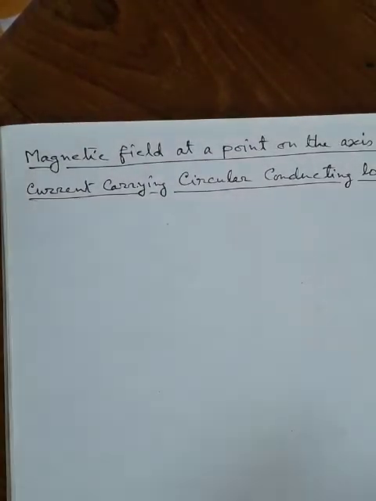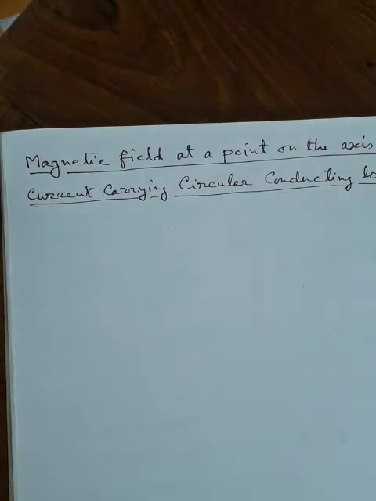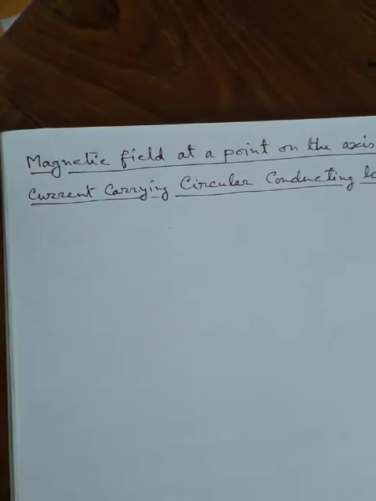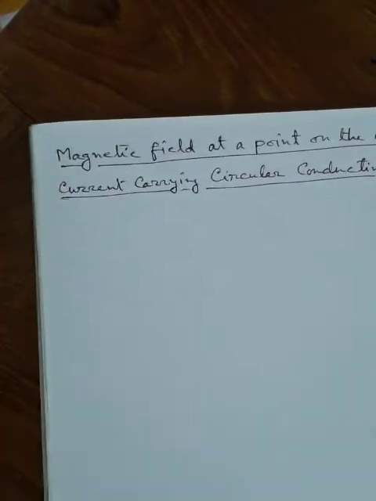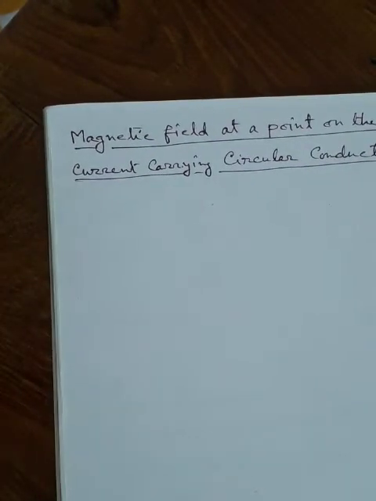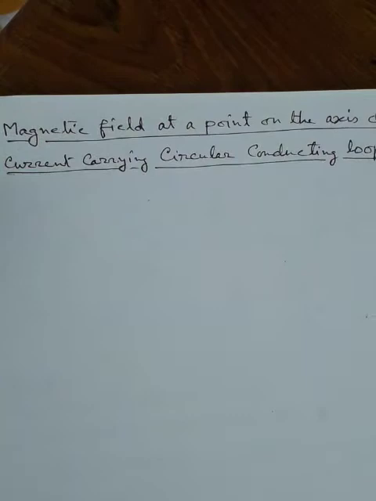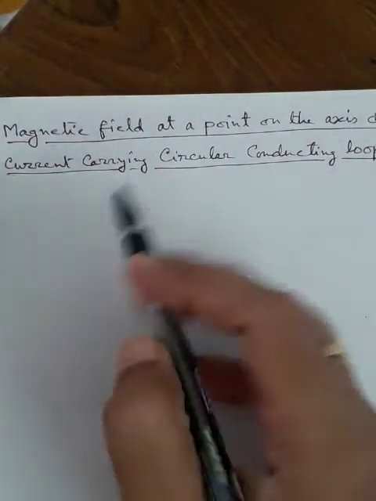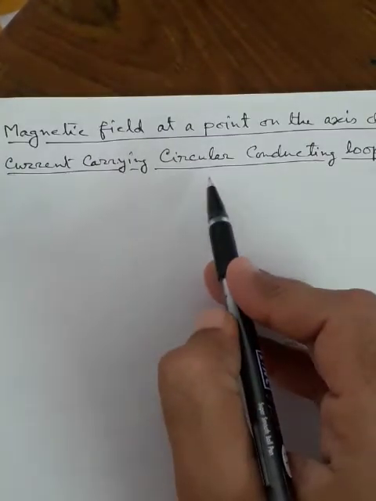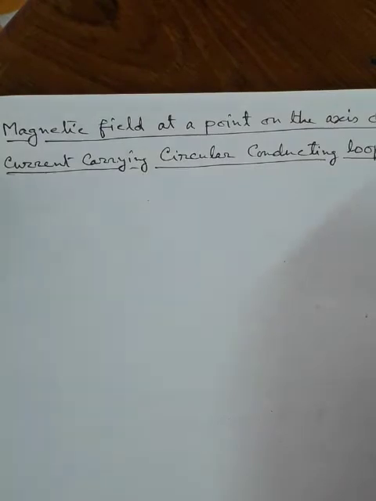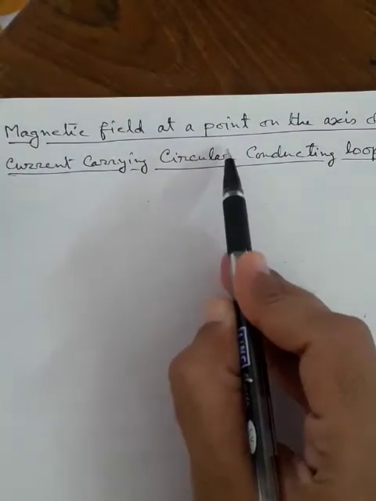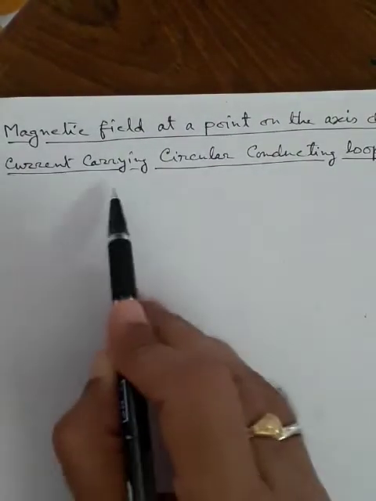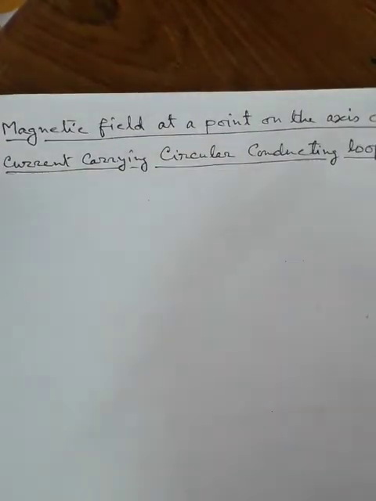Hello everybody. Today we are going to discuss magnetic field at a point on the axis of a current carrying circular conducting loop. Magnetic field at a point on the axis of a current carrying circular conducting loop.